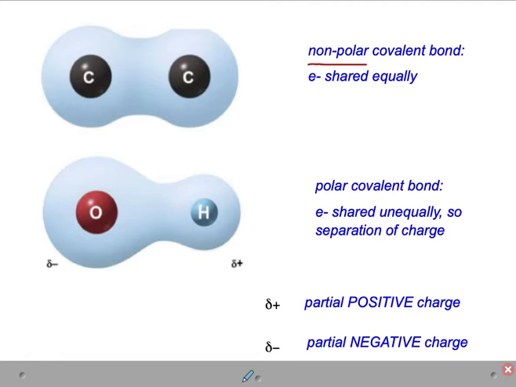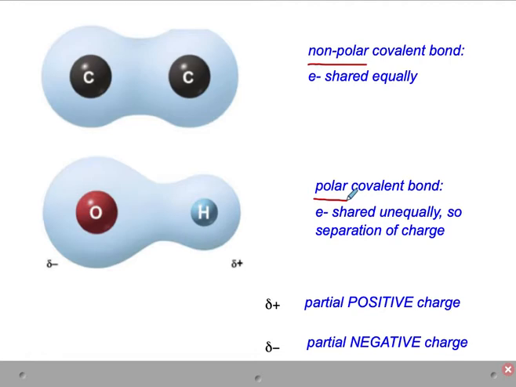Delta plus means the hydrogen has a partial positive charge. Delta minus means the oxygen has a partial negative charge. And we call this a polar covalent bond because electrons are shared unequally, so there is separation of charge. We observe that in covalent bonds, some atoms have a greater tendency to attract shared electrons toward themselves than others. In this case, we can clearly see oxygen has a greater tendency to attract the shared electrons. It's greedier for electrons. Okay?